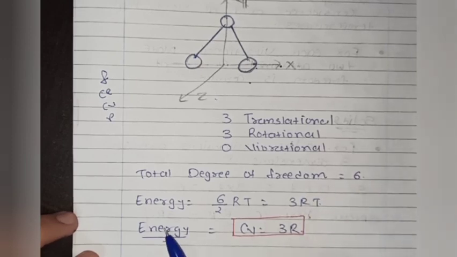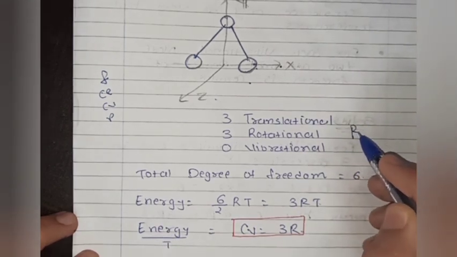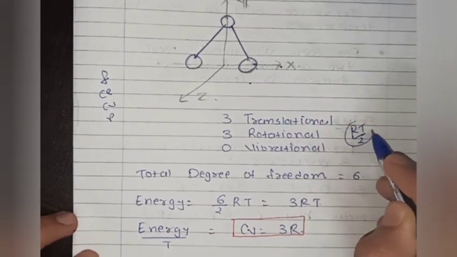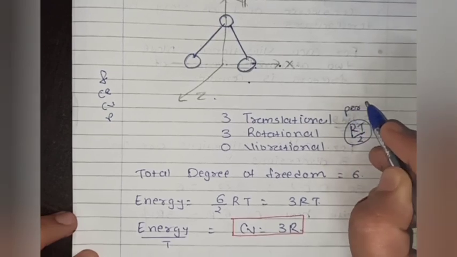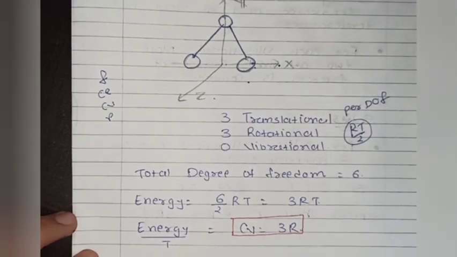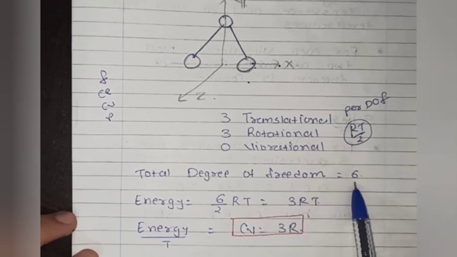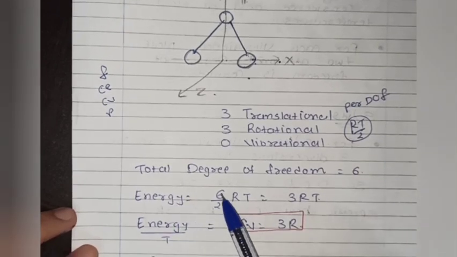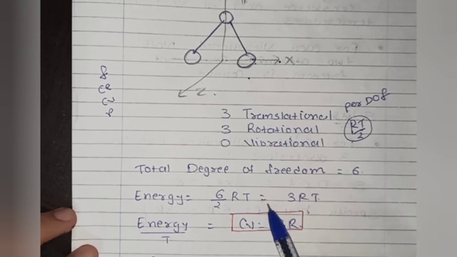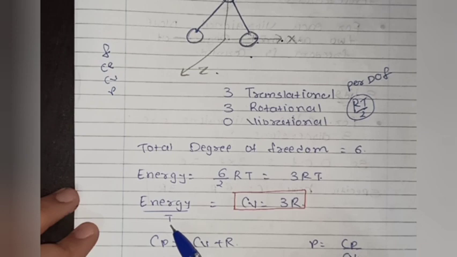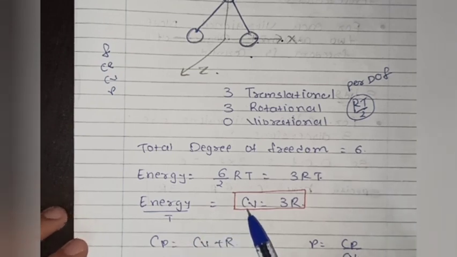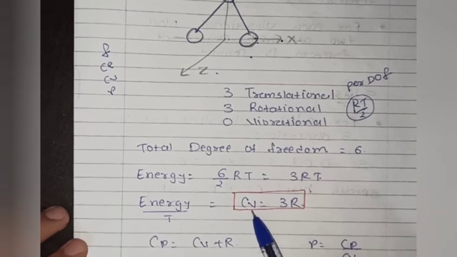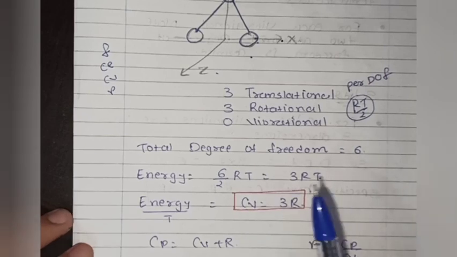Now energy per degree of freedom per molecule is given by RT by 2. This is per degree of freedom. Here there are 6 degrees of freedom, so the energy will be 6 by 2 RT. That will give us 3 RT. Now energy divided by temperature is known as specific heat at constant volume. So Cv will be equal to 3R.